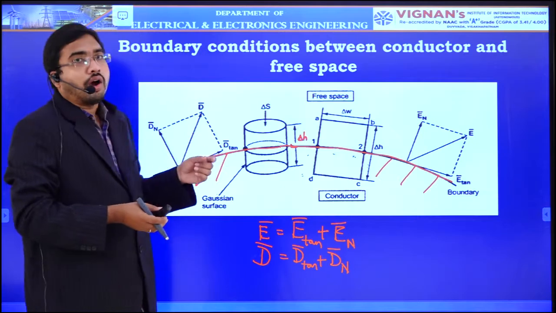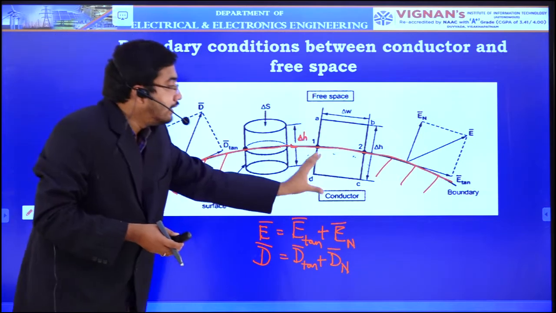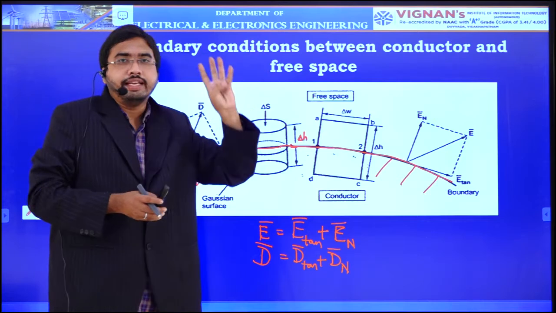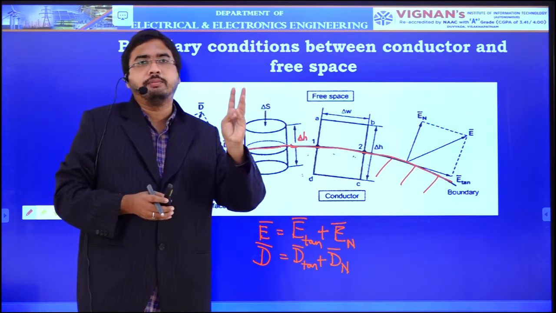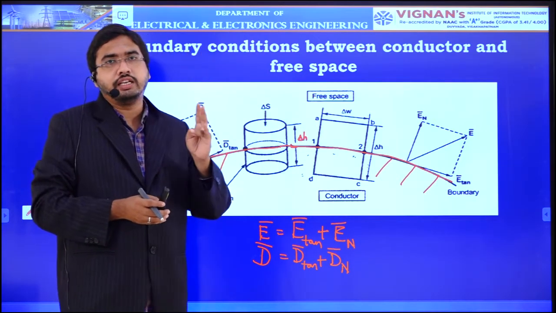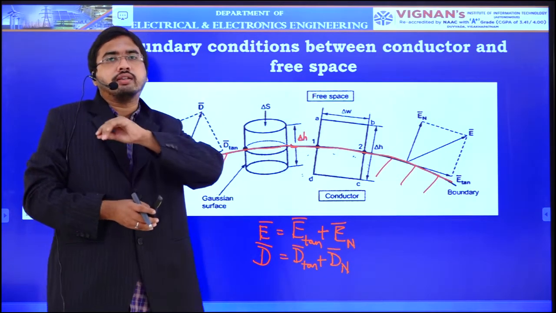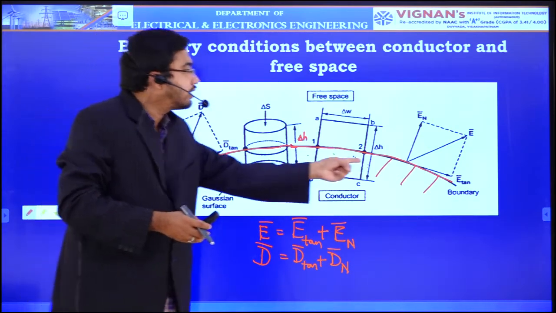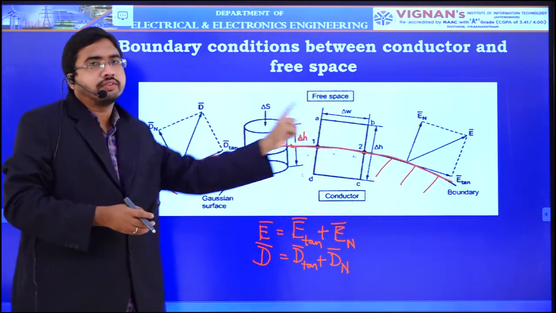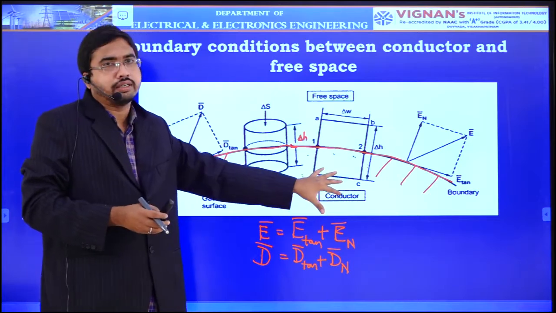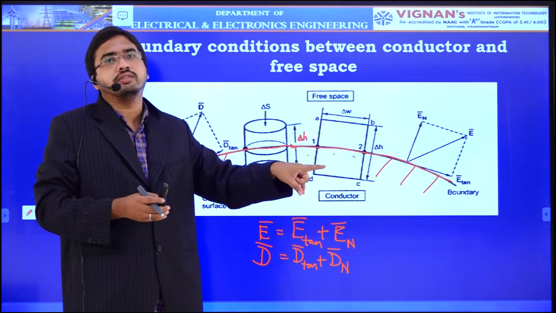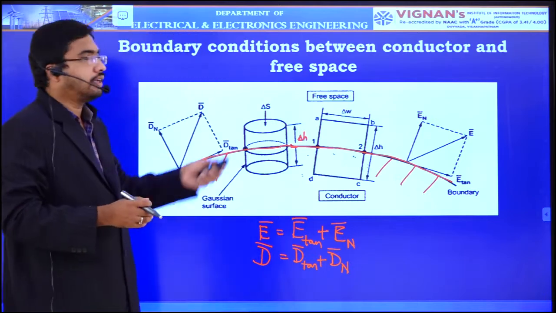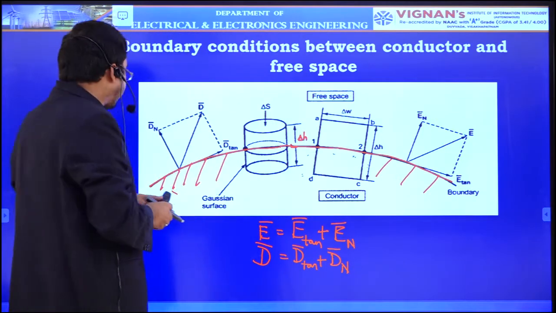Now already we have defined that inside the conductor, the electric field intensity E bar, as well as flux density D bar and rho v are 0. They are completely 0. Only charge will exist on the surface of the conductor, not inside the conductor. So with those assumptions, we are going to derive these equations for boundary conditions.